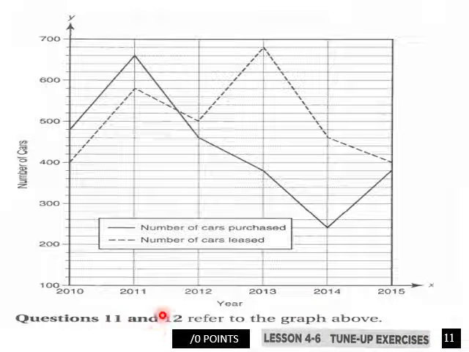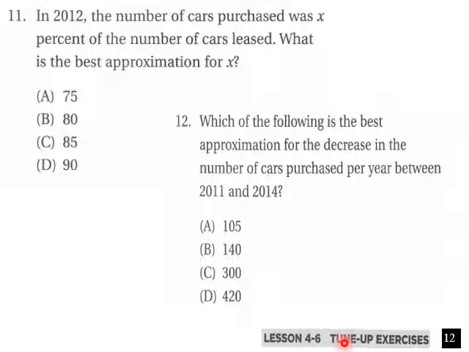This is for questions 11 and 12, number of cars purchased, number of cars leased. And then page 12 on your worksheet refers back to that graph for questions 11 and 12.